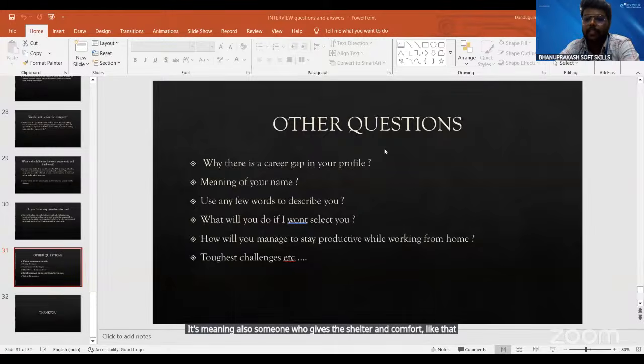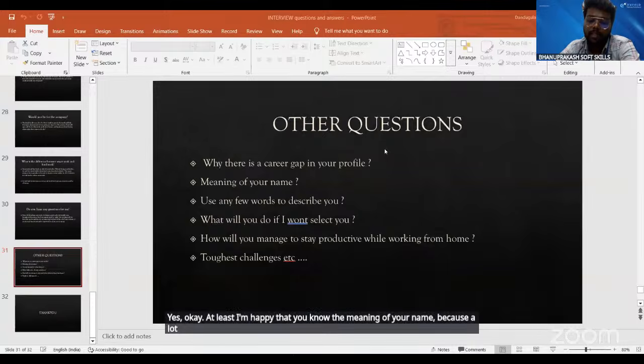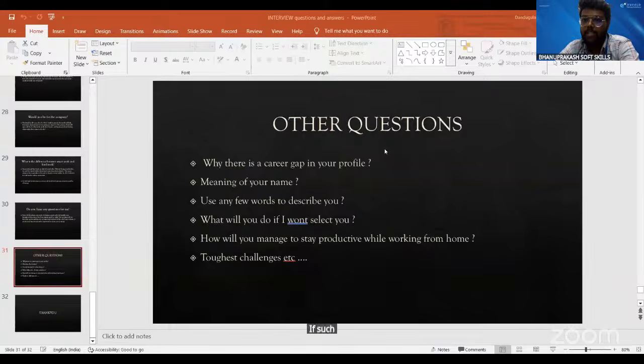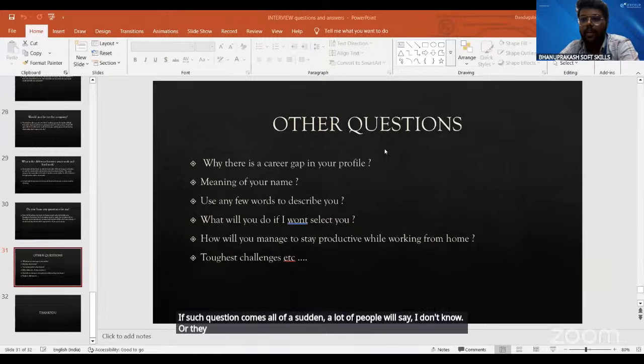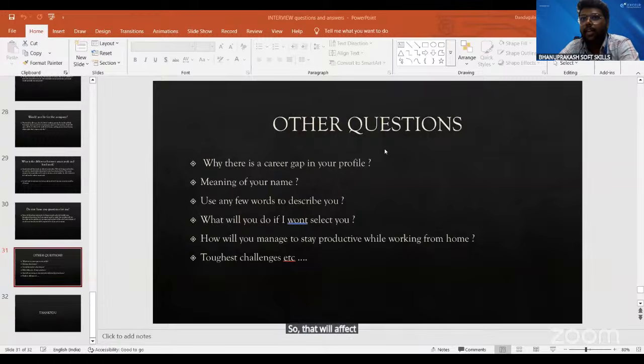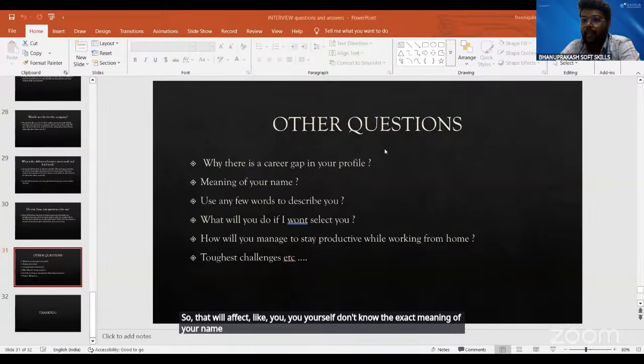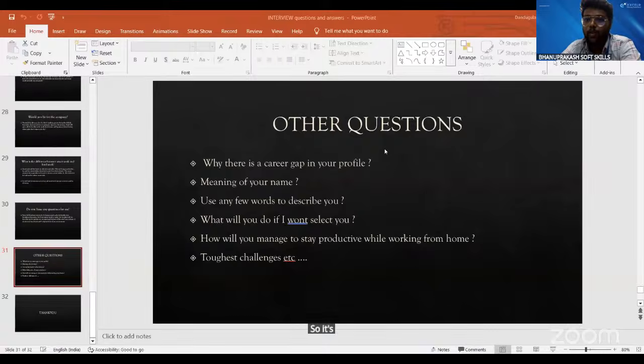Yes, yes. Okay. At least I'm happy that you know the meaning of your name, because a lot of times in interviews, if such a question comes all of a sudden, a lot of people will say I don't know, or they will just say a God's name. That will affect you: if you don't know the exact meaning of your name, how are you going to deal with everything in the future? So it's better you know at least this type of basic information.